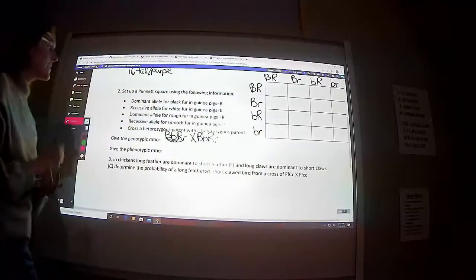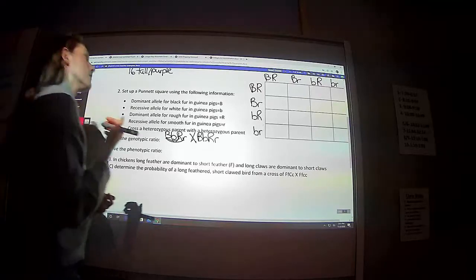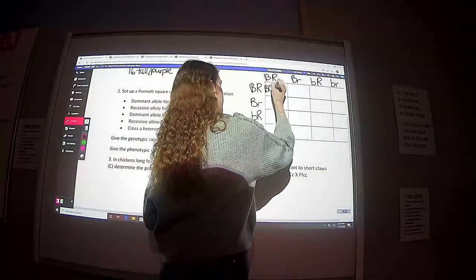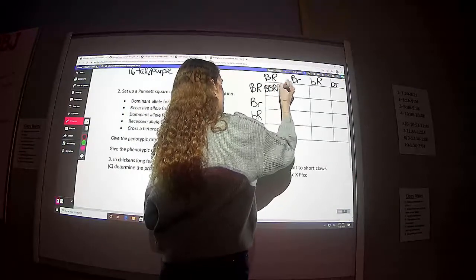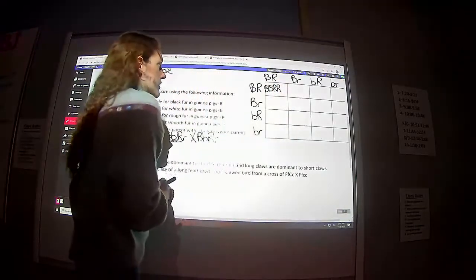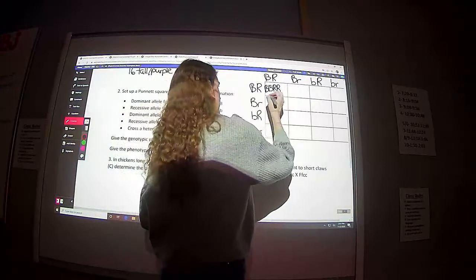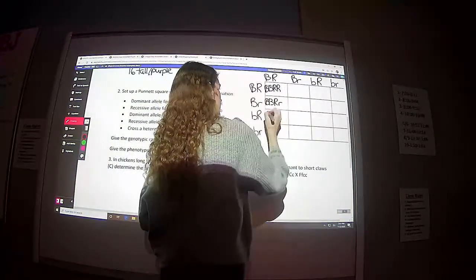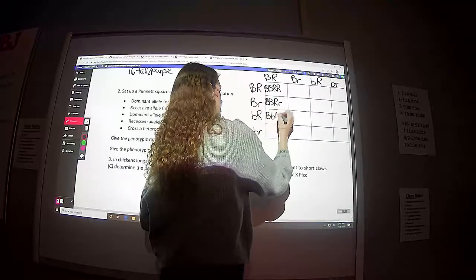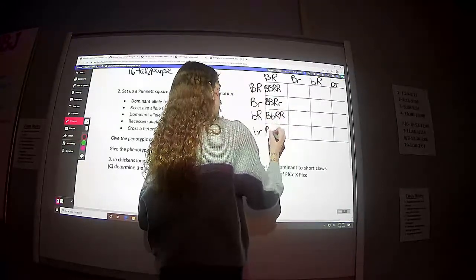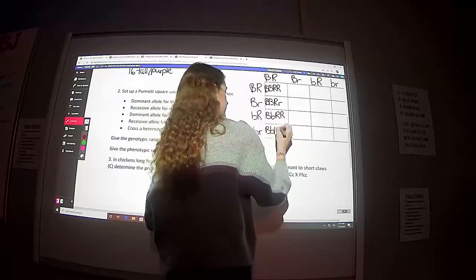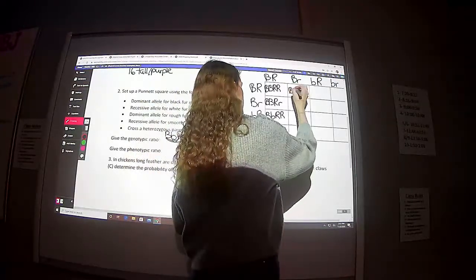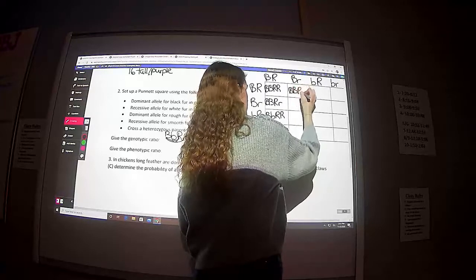And my boxes on the inside this time will look different. Here's my first one. It's all homozygous dominant. And it can get confusing, so definitely take your time on these ones.